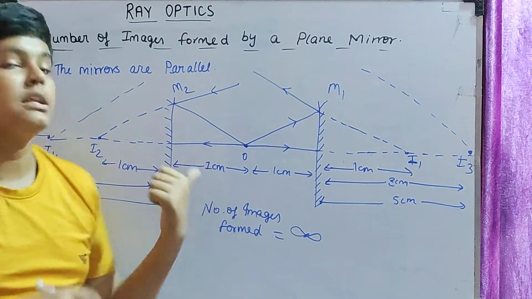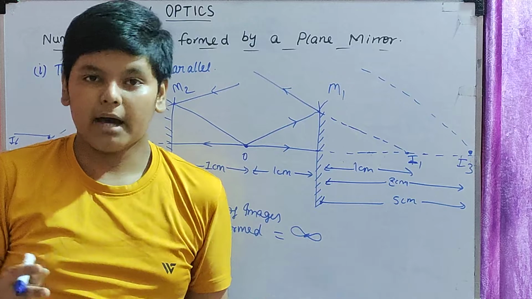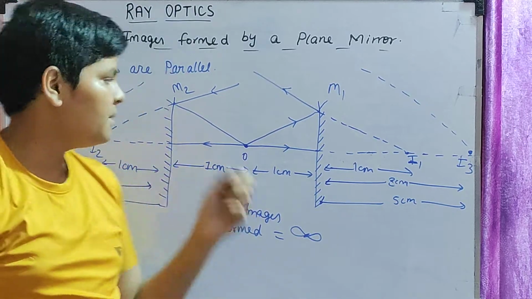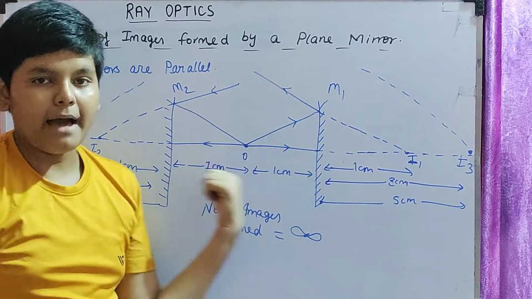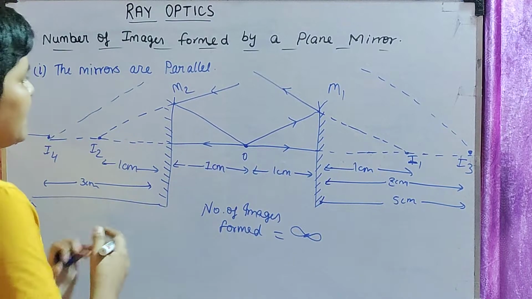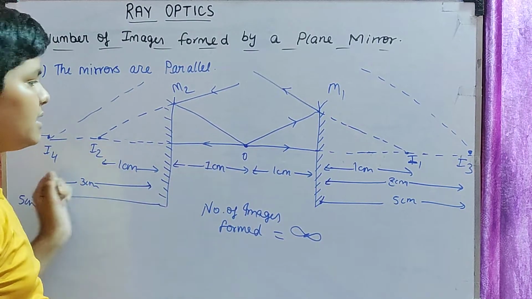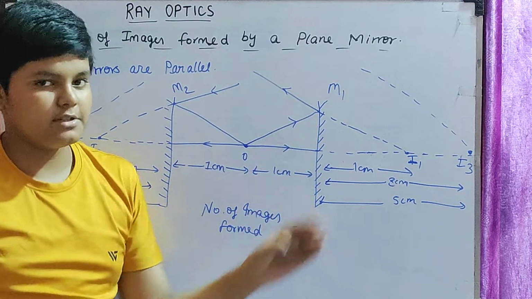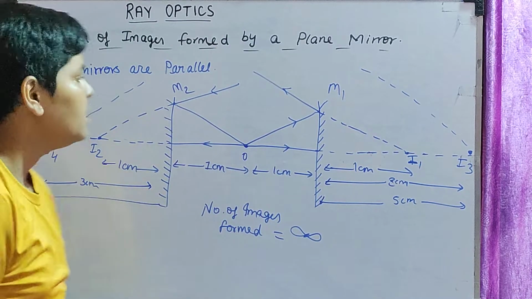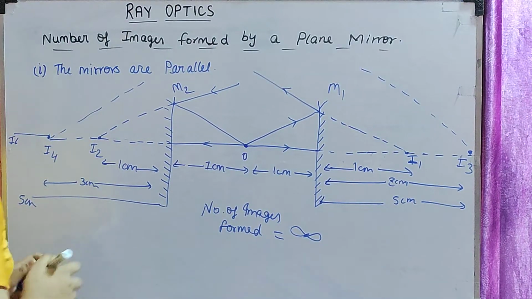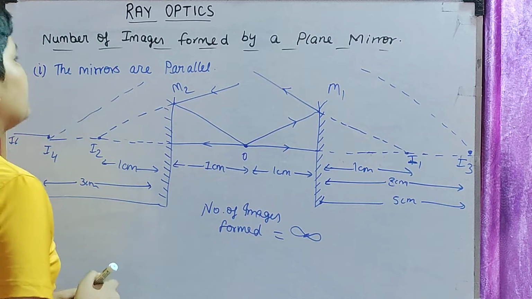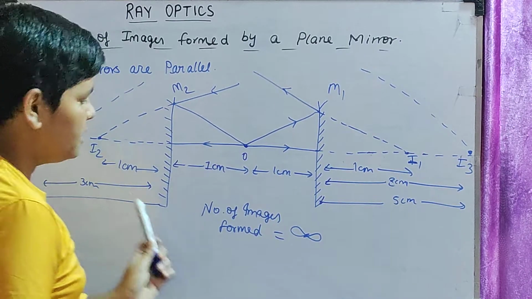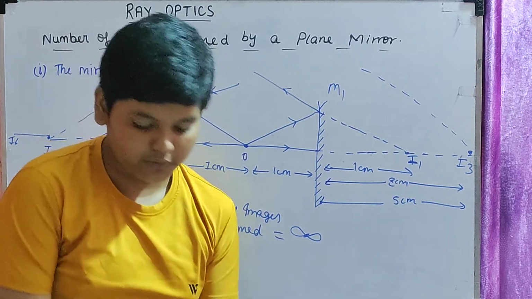This type of mirrors are present in the barber shop. If you go to a barber shop, two mirrors are placed parallel to each other. So the images formed will be infinite. That's why you can see a long number of images formed. Infinite number of images will be formed. So this is case number 1: number of images formed by a plane mirror when the mirrors are parallel. The number of images formed will be infinity over here.